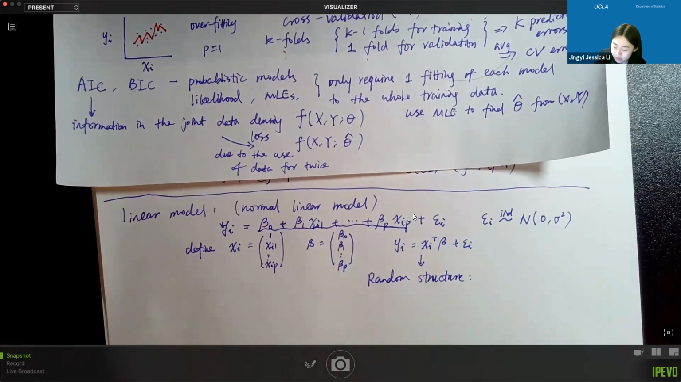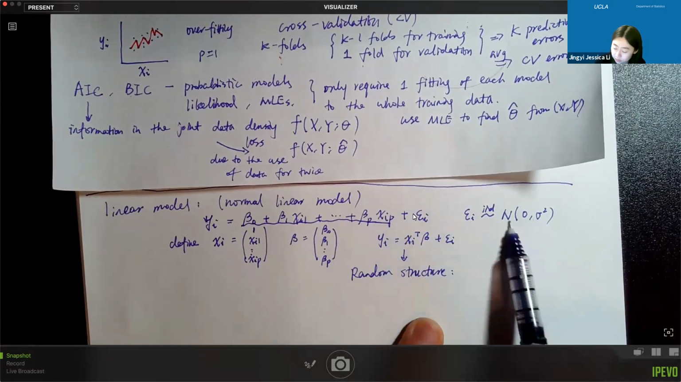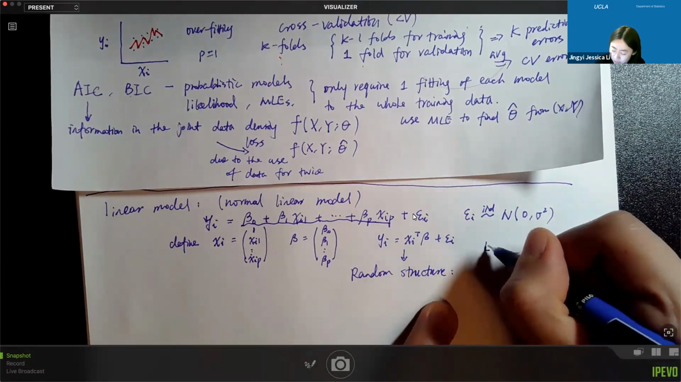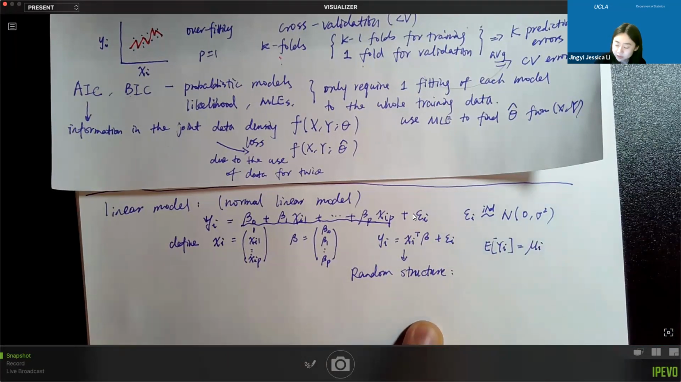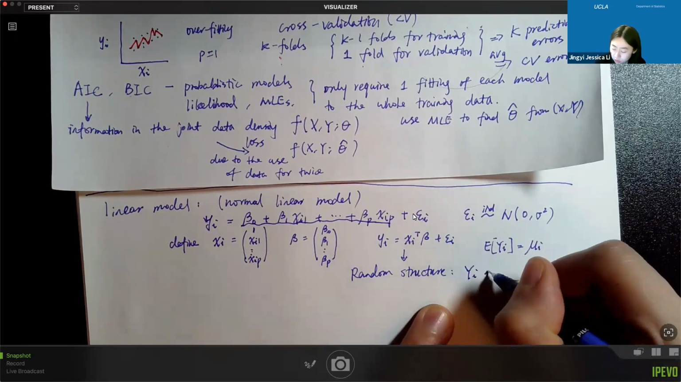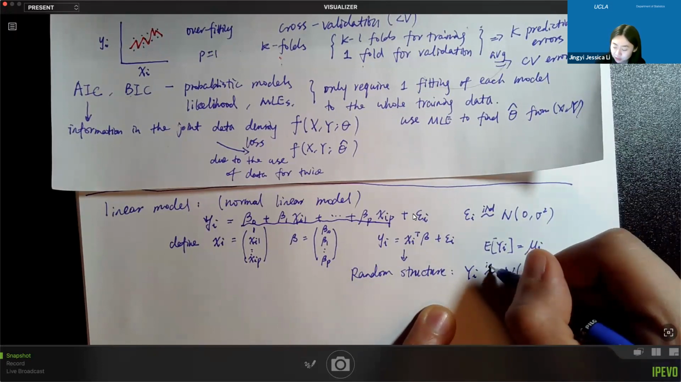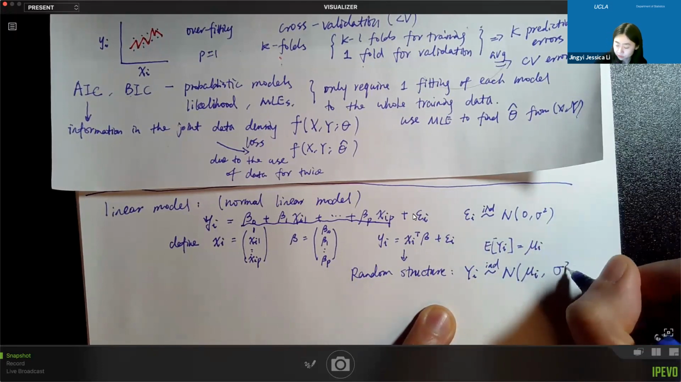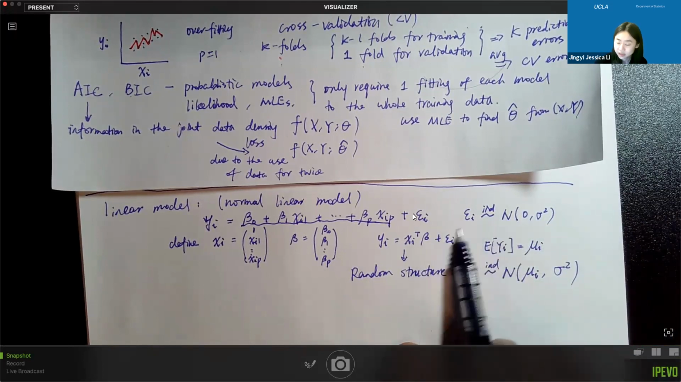So the random structure is assuming the distribution of yi. Given this, if we denote the expectation of yi with the notation mu i, this will help us a lot. With this notation, we can write yi as independent normal variables, with mean mu i and the common variance sigma squared. So you see, this is a natural result from this random error assumption, right?